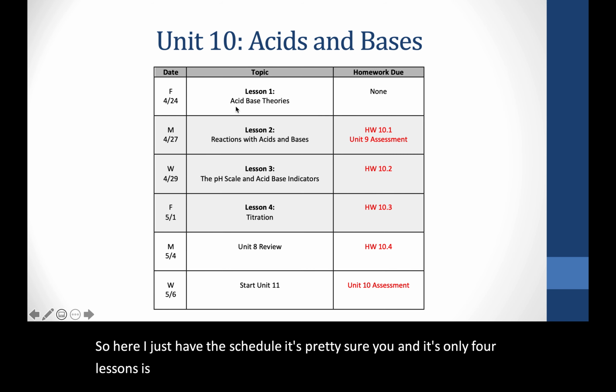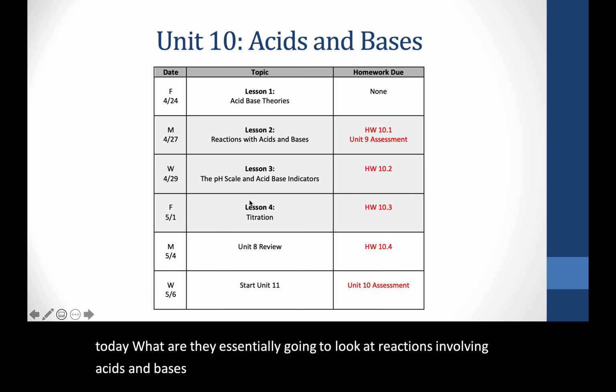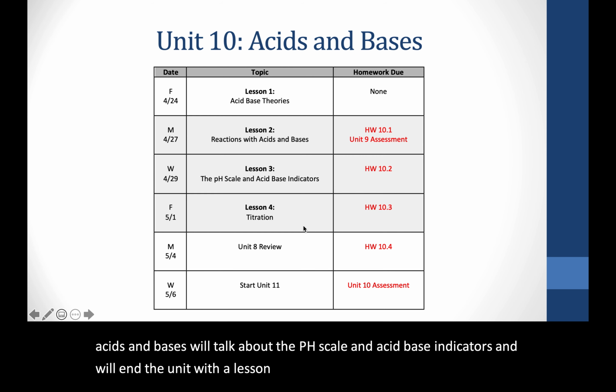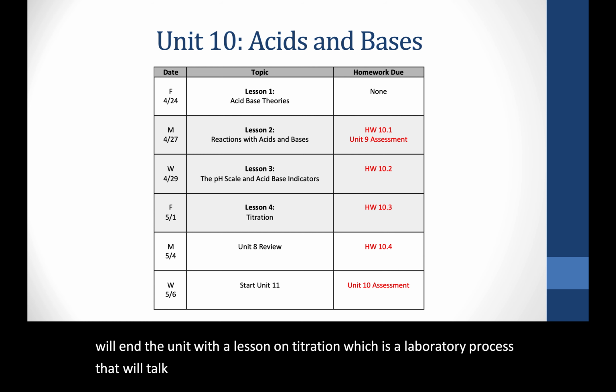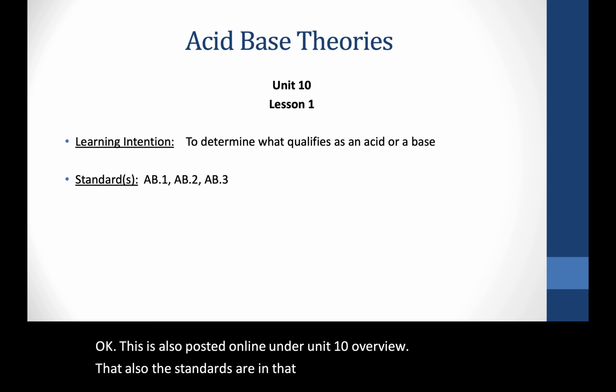We're going to talk about acid-base theories today. Like, what are they, essentially? We're going to look at reactions involving acids and bases. We'll talk about the pH scale and acid-base indicators. And we'll end the unit with a lesson on titration, which is a laboratory process that we'll talk about. Okay. This is also posted online under Unit 10 overview. Also, the standards are in that document, so definitely check that out.